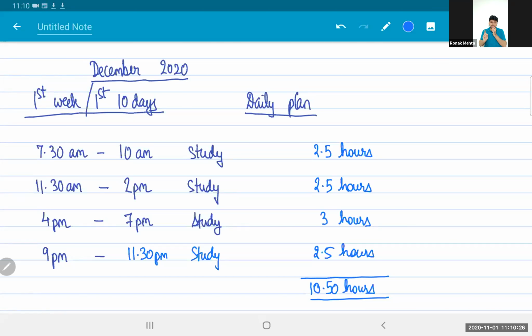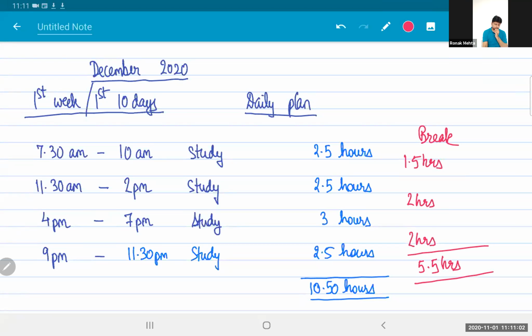But observe this, you are starting your study leave in the month of December, and the first week or first 10 days, you're putting 10.5 hours with adequate amount of break. You have a break of 1.5 hours from 10 to 11:30, 2 hours from 2 to 4, and 2 hours from 7 to 9. So effectively, your break is 5.5 hours.